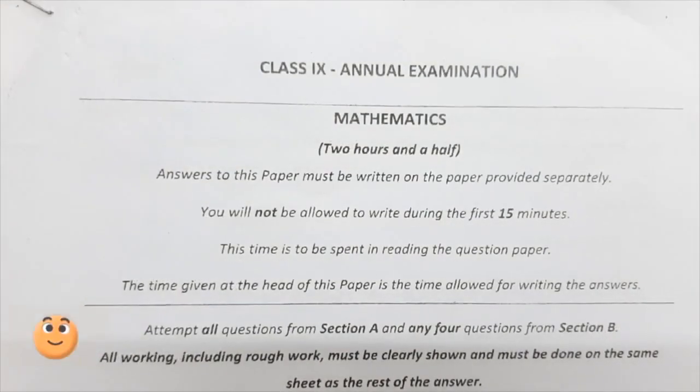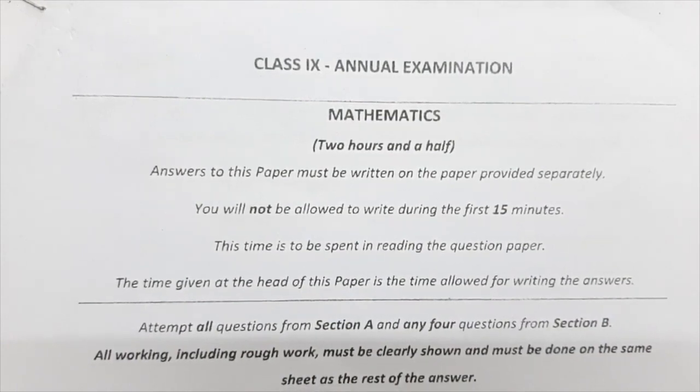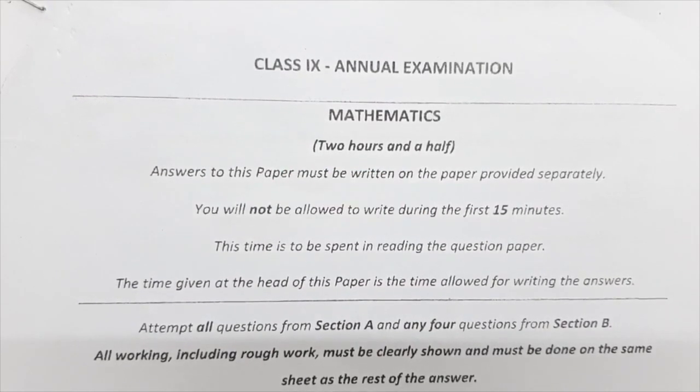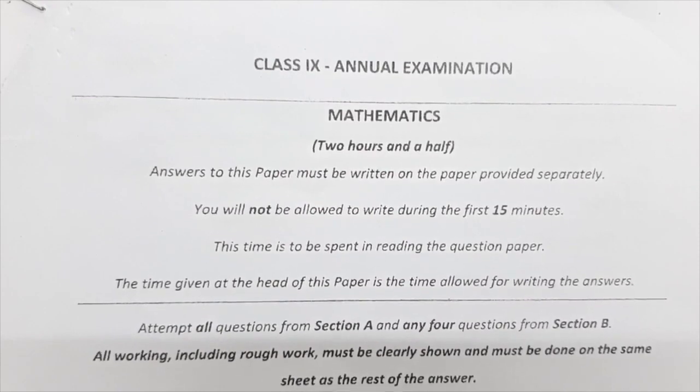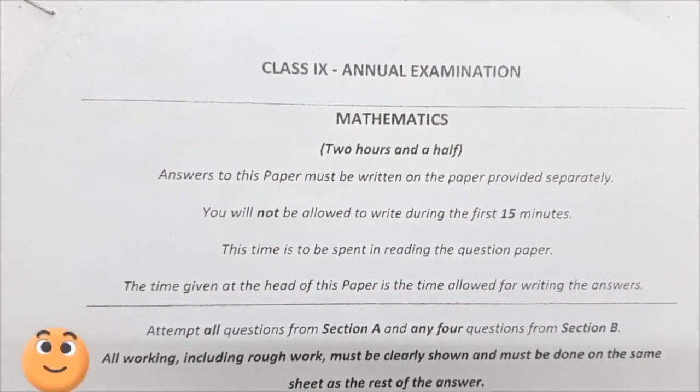Then our section B will have 7 questions. We have to attempt any 4 of them. So when we get our first 15 minutes, ideally you should read section B first and decide which questions we want to attempt, where we will lose the least marks, and then we come to question number 1. Now, are we ready to solve the question paper?